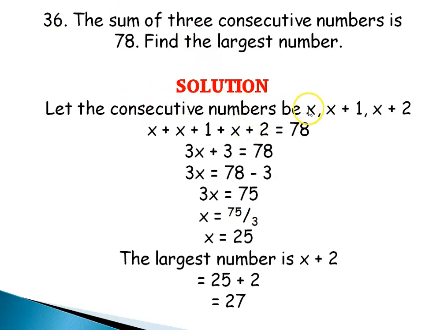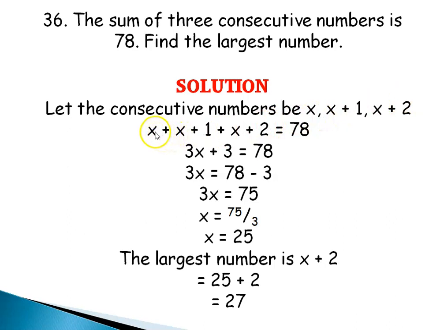The first consecutive number is x. That means for the next consecutive number, I'm going to add 1 to it: x plus 1. And then I add 1 to this again: x plus 1 plus 1. That will give me x plus 2. So these are the consecutive numbers: x, x plus 1, x plus 2. Now the question says the sum of these 3 gives you 78. If the sum of these gives you 78, find the largest number. The largest number will be this x plus 2. But before we can know x plus 2, we must know the value of x.